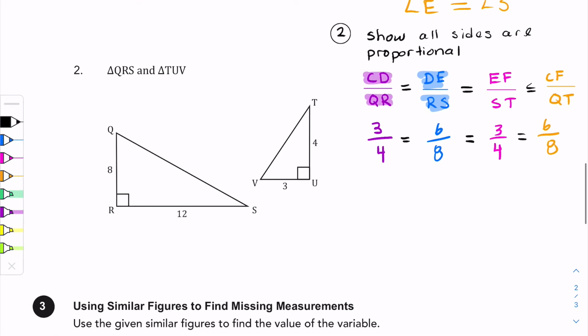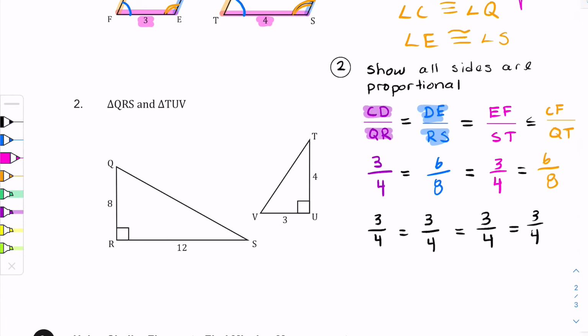If we simplify any of these ratios, we can't simplify 3 over 4, so that's going to remain the same. We can simplify 6 over 8. 2 goes into 6 3 times, 2 goes into 8 4 times. Can't simplify 3 over 4, and 6 over 8 simplifies to 3 over 4. So this here proves that all sides are proportional.